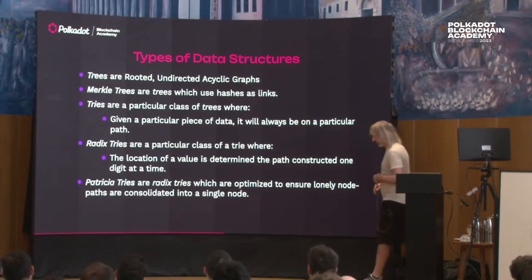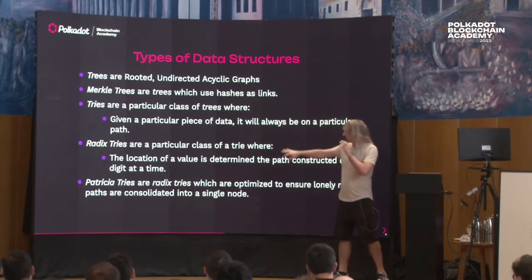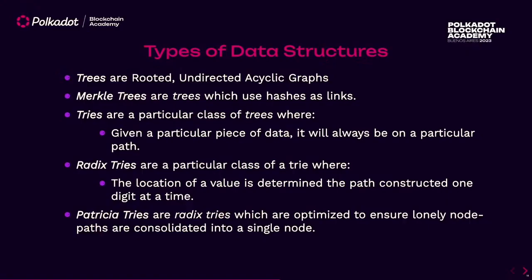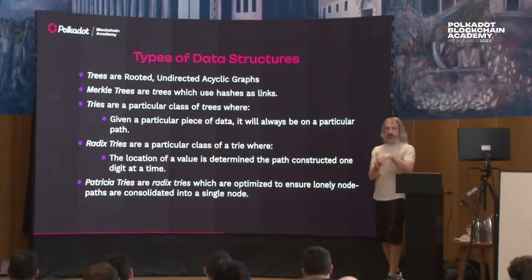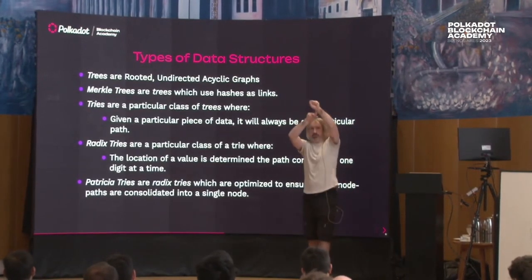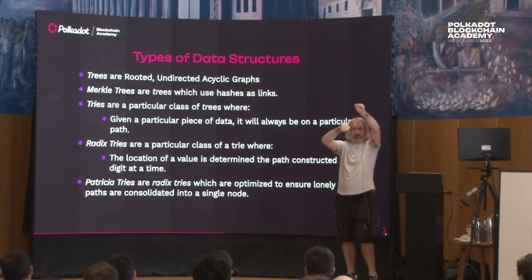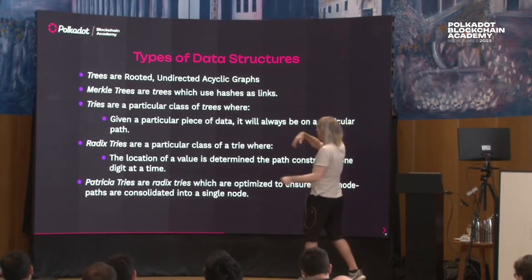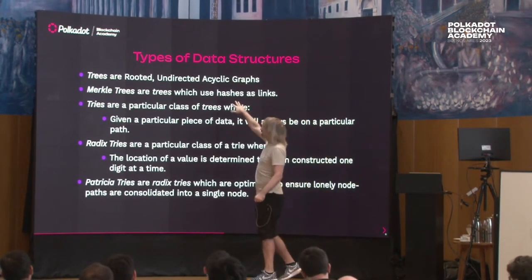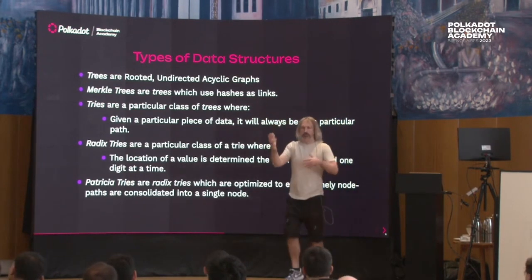Okay, so let's define a few data structures, because I think probably not everyone is familiar with all these terms. So trees, pretty familiar with trees, I would hope, but they're rooted, so they have a single root. Directed, so the arrows can only go in one direction. They're always going down from the root. Acyclic, right? Can't form a ring. Graphs, nodes with arrows.